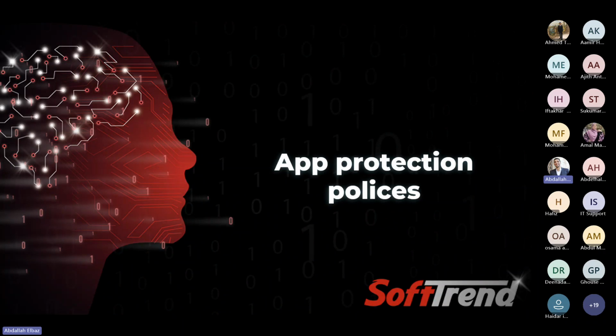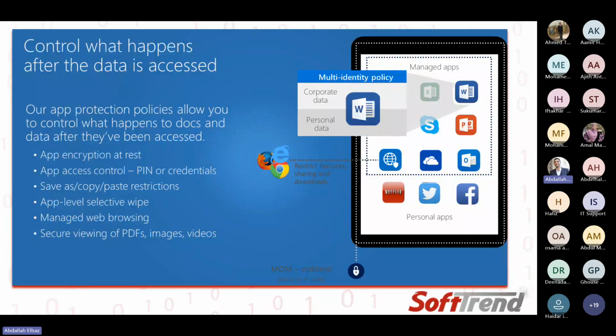So now we will talk about another feature called app protection policies. App protection policies is related to mobile application management, or the mobile application control. I can make control on the applications like Microsoft 365 applications.